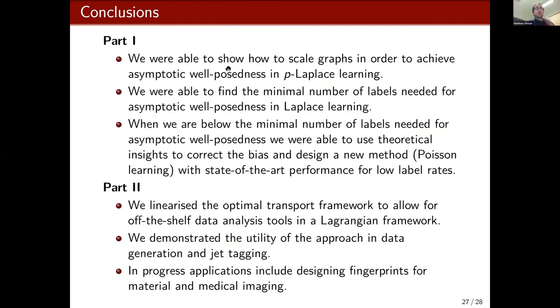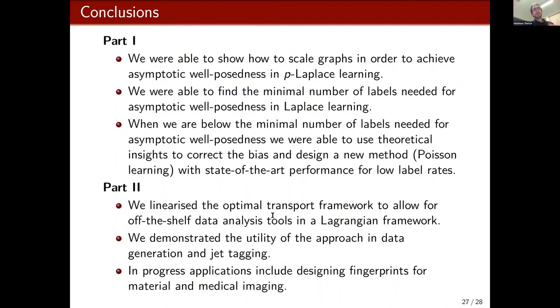In part 1, we looked at how to scale graphs in order to achieve asymptotic well-posedness. We found that there were regimes where the problem is ill-posed, and we proposed 2 solutions. One is to increase the number of labels, and we can find a minimal number of labels from these. The second is to try and correct the bias, and this led to a new method, which is very good at lower label rates. In the second part, we looked at linearizing this optimal transport framework, and this was to allow for off-the-shelf data analysis tools in this better geometry.